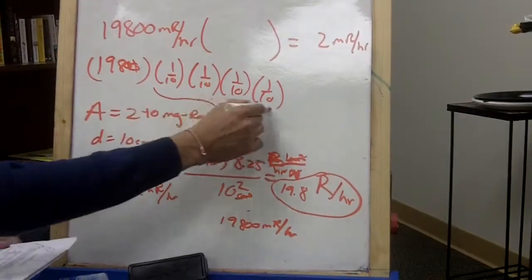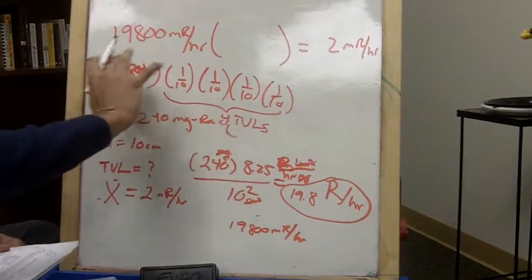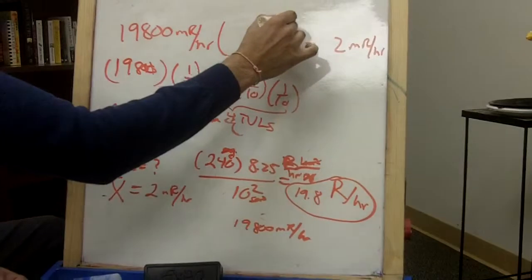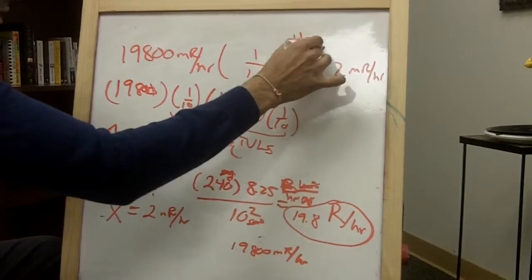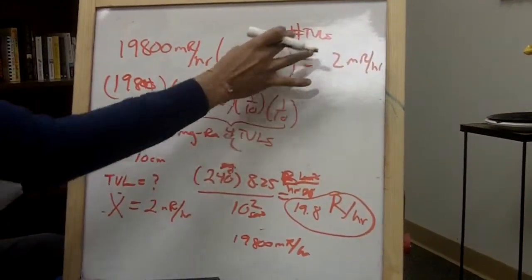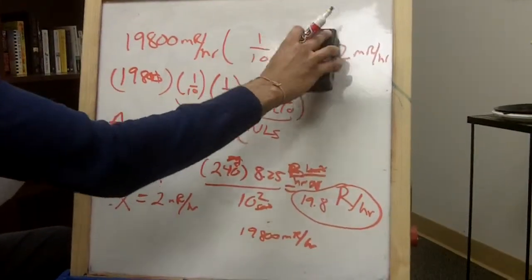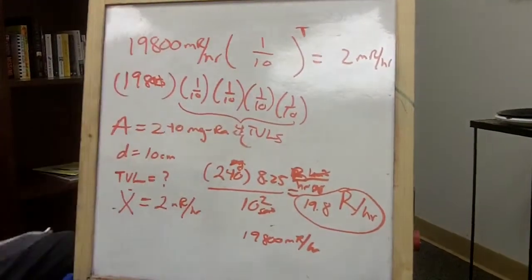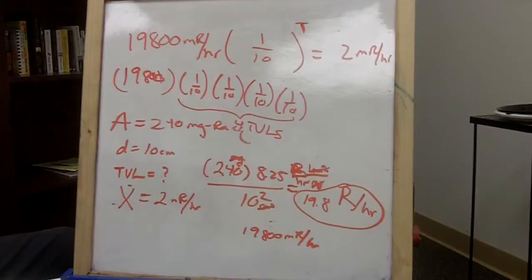So this would be 4 TVLs, right? This is the kind of conceptual way to do it. The mathematical way to do it is saying 1/10 to some power. I called it number of TVLs, but let's just call it T. So now we're saying 1/10 to some power equals 2.